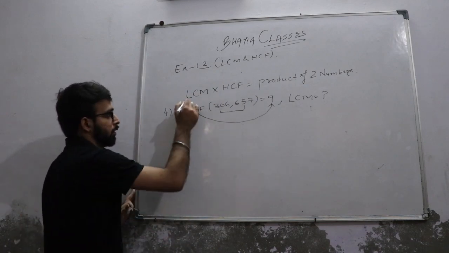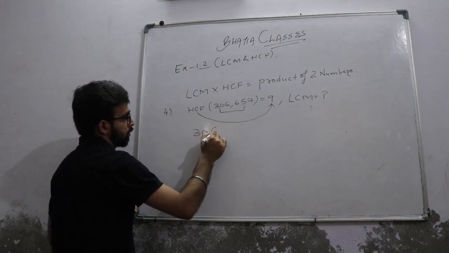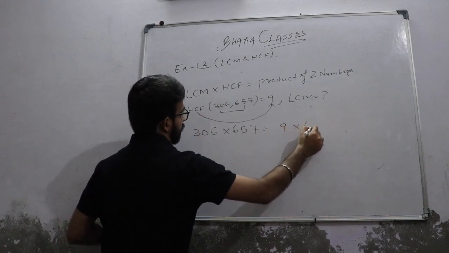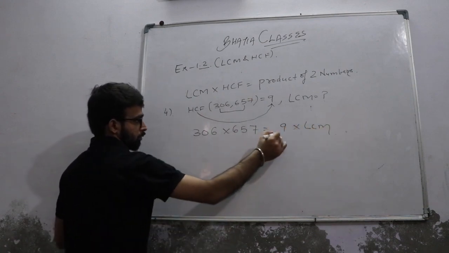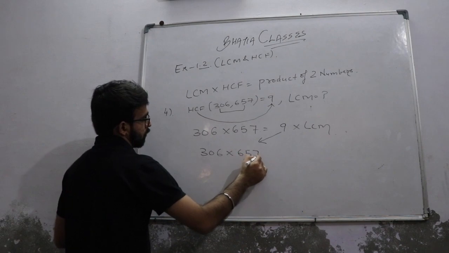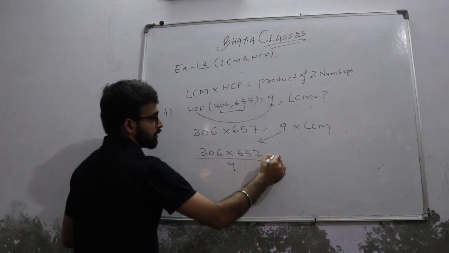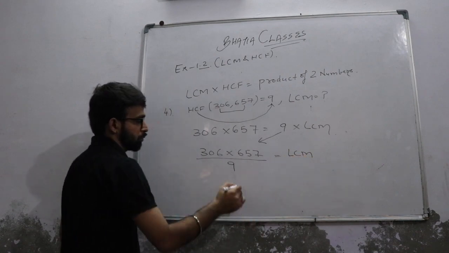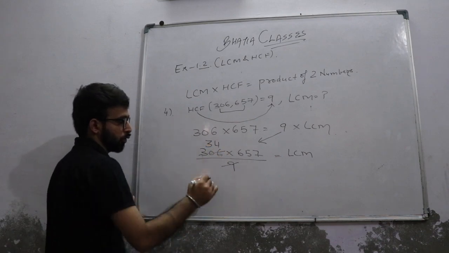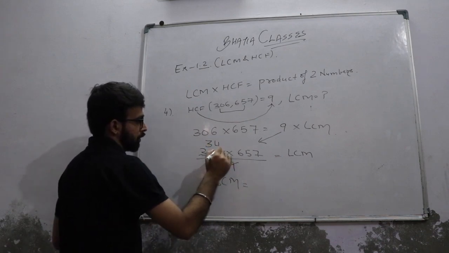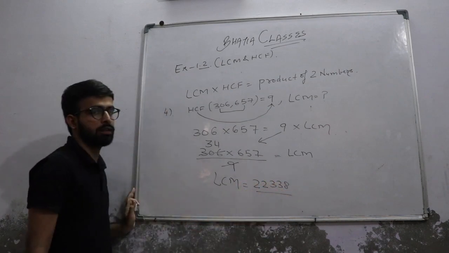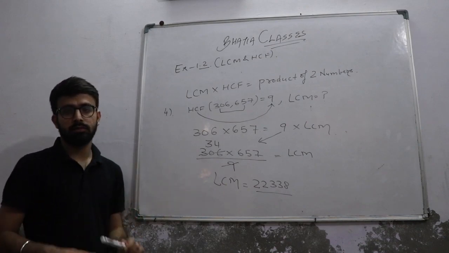Now apply this formula. 306 multiply 657 is equal to 9 multiply LCM. Take 9 as denominator of 306 multiply 657 is equal to LCM. Cut 306 by 9, you will get 34. Therefore, by multiplying 34 and 657, you will get the LCM as 22,338. This is the answer of fourth sum. Next.